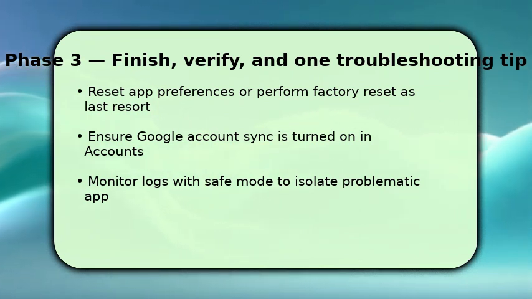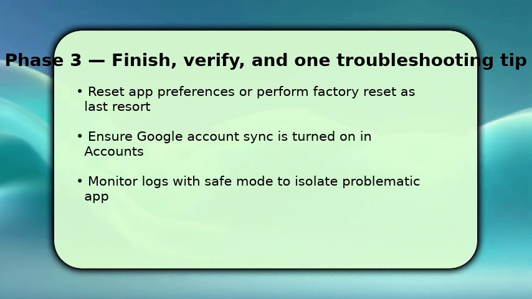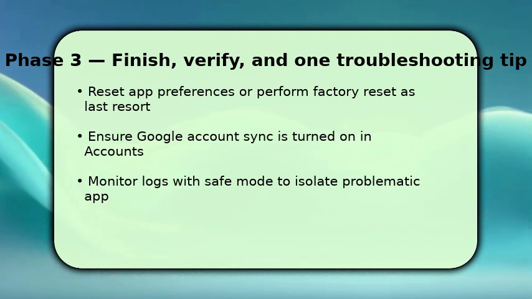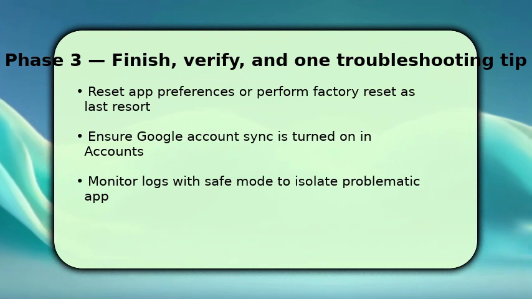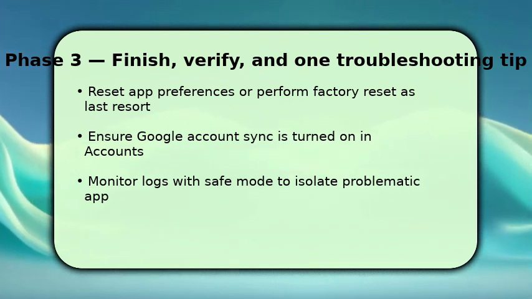If problems persist, boot into Safe Mode to see if a third-party app conflicts. Safe Mode disables non-system apps. As a last resort, backup data and perform a factory reset. Troubleshooting tip: if errors continue, check battery optimization.